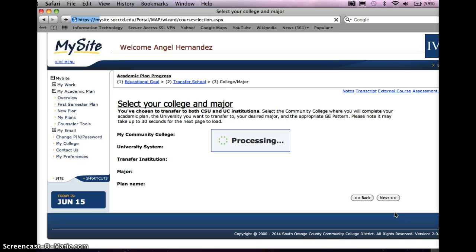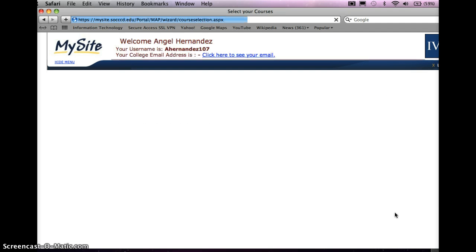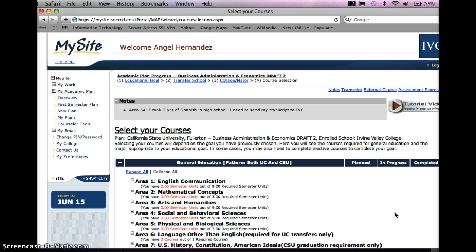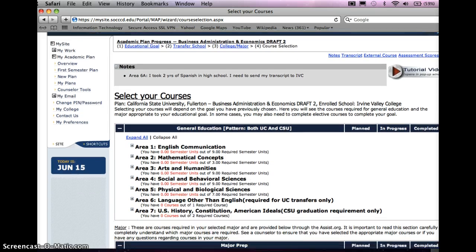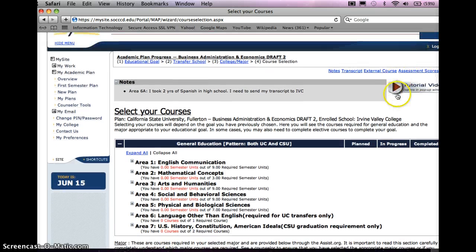Processing. And what MAP is doing now is it just went ahead and connected the requirements for that specific major to my academic history at IVC. You will note as an overview of this page, again you will see the tutorial video, but then you'll also note a note section where I will at times write comments about your plan. Here's a brief comment for the template that I had here.